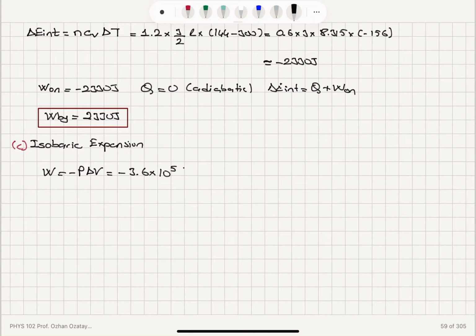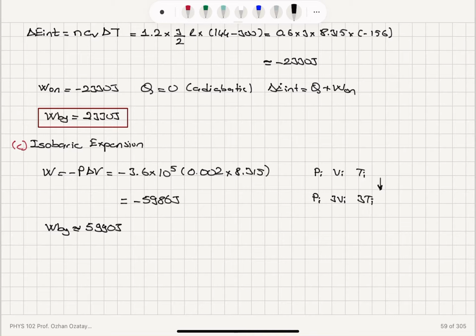So 0.002 times 8.315, which gives us minus 5,986 joules. And P initial, V initial, T initial with the isobaric process has to become 3V initial with 3T initial. So you can see that the temperature is also tripled in this process, by the way. And what is the work done by the gas? It would be, reduced to three significant figures, 5,990 joules.